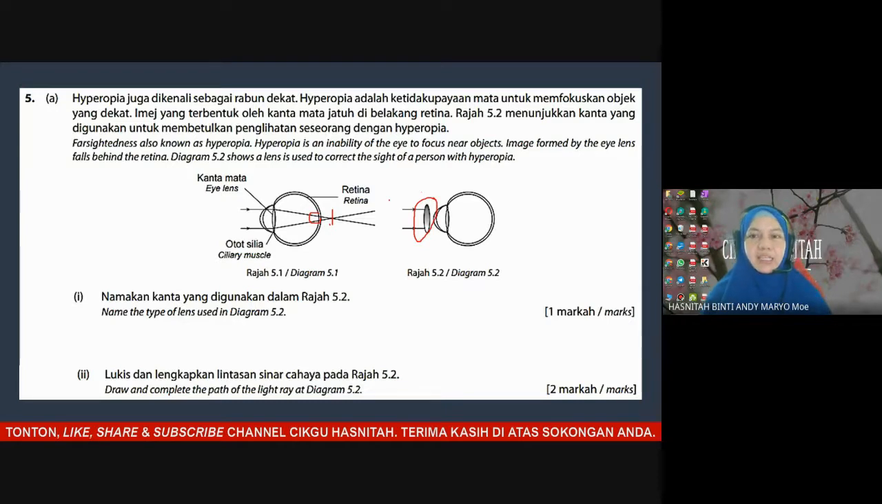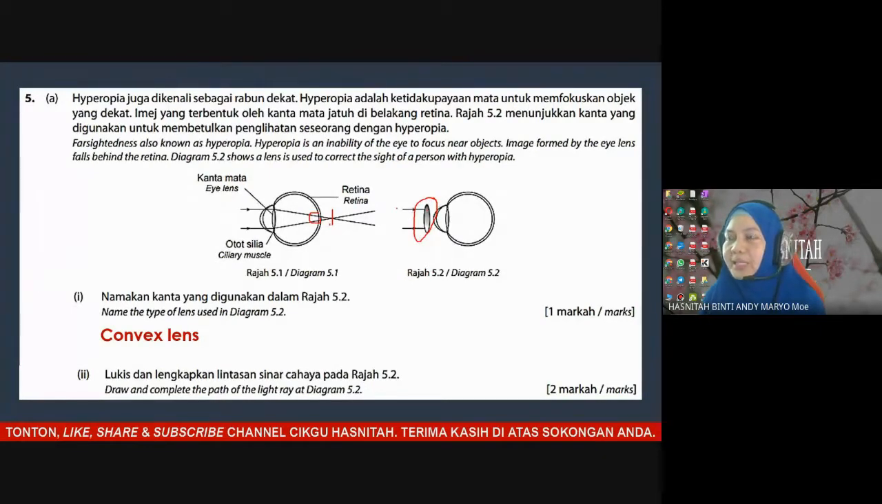Again, it is a convex lens. Yes, Wanjia, very good. It is a convex lens. Okay, when they talk about type, there are two types only, either convex or concave. So this is convex lens. Very good. Okay, now we have to draw and complete the path of light ray in diagram 5.2.